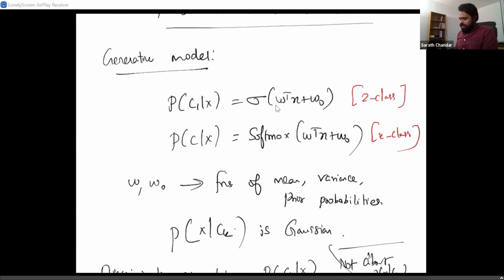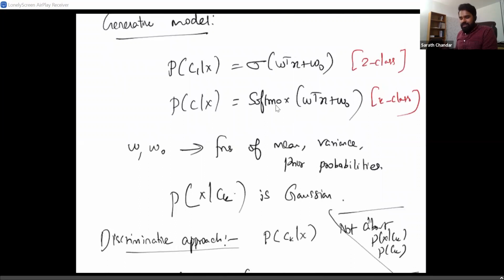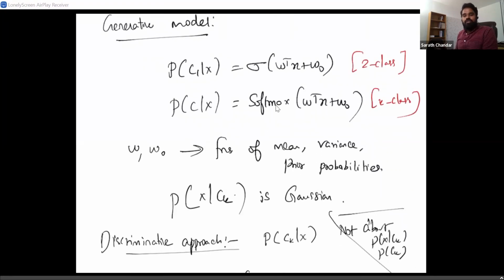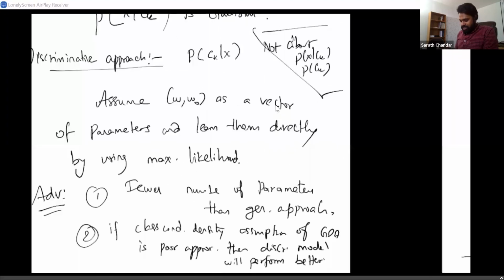We discussed that the assumption that P of X given Ck is Gaussian could be limiting and it may not hold all the time. So a simple alternative to such generative models is the idea of discriminative models, where you directly try to model the probability of Ck given X. The way we do that is by treating W and W0 as parameters instead of having an extra functional form for them. That was the logistic regression model.